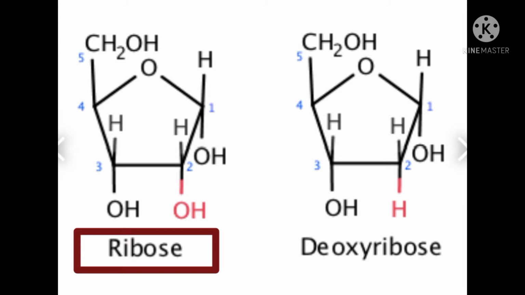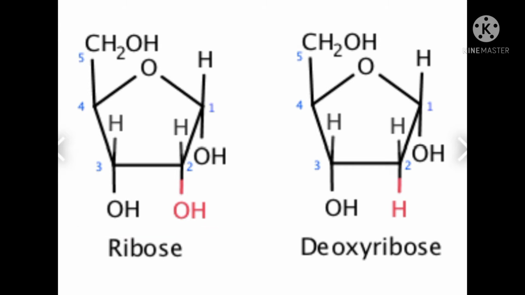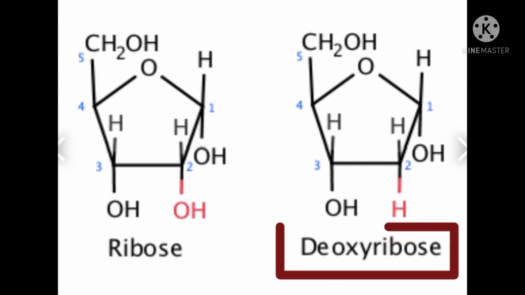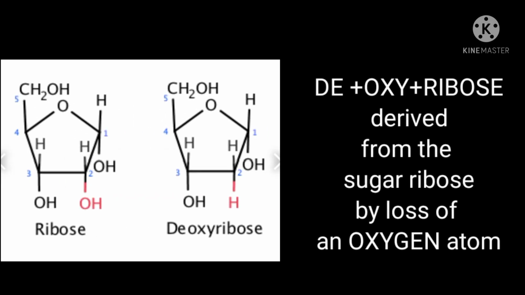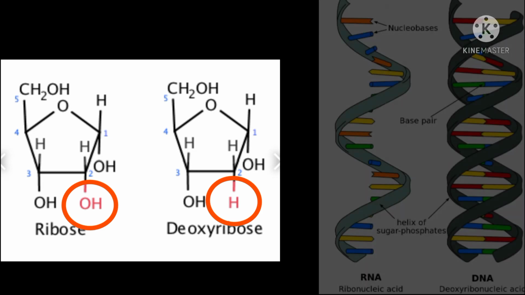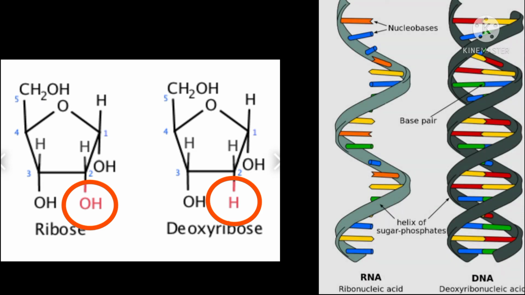Whereas DNA lacks the hydroxyl group at 2' position, instead it has a hydrogen atom at 2' position, hence the name deoxyribonucleic acid. The term deoxy refers to the fact that there is no oxygen attached to the 2' position. This is the main difference between RNA and DNA.